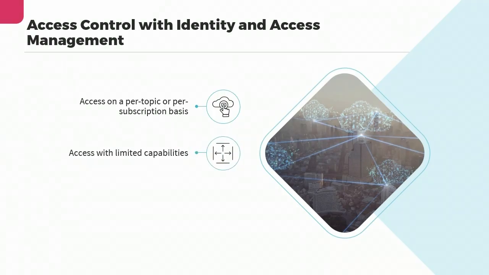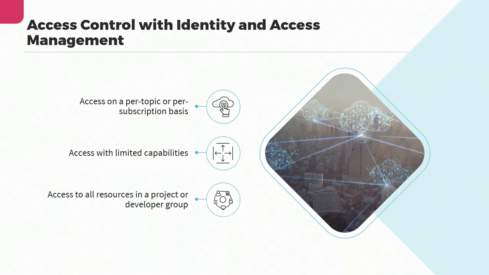You can grant access even with limited capabilities so that the service or the user can only publish messages to one topic or a couple of topics or a group of topics. Or you can have them only consume messages from a subscription, but not delete the topic or the subscription, which is also necessary. We want to make sure that they have access to all resources in a project or a developer group. So all PubSub resources within a project or developer group can be given access to a user or a service. It's up to you how you want to set these things up, but those are basically the three options on how you can handle these things.